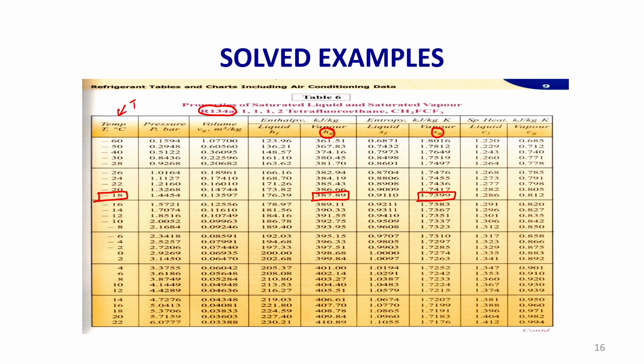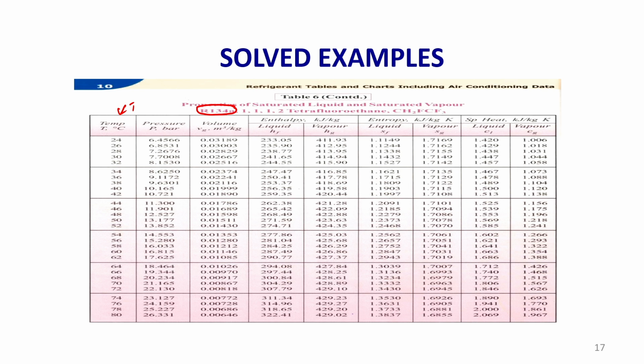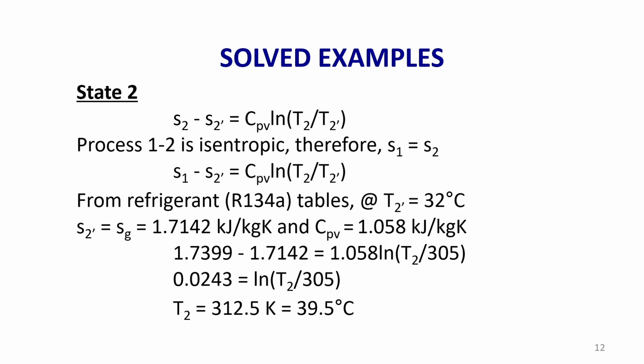Next one is corresponding to 32, we are finding the entropy at state point 2 dash. Read out this value, 1.7142, there is no change compared to the value we took for the previous problem. And because we do not know T2, we cannot take the average of T2 and T2 dash at this stage. So, we are taking the Cp of vapor, this value. All these values I have taken. See here, 1.058, so same values.